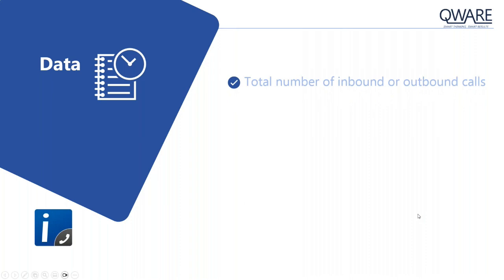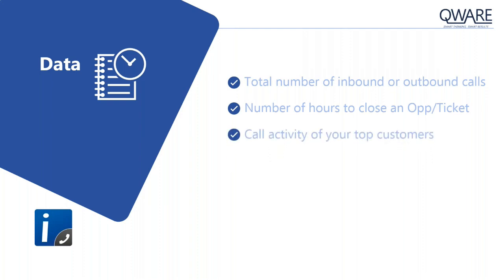So we can now see things like total number of inbound or outbound calls, the number of hours to close an opportunity or a ticket. We just saw my outbound call against that opportunity. We can see the call activity of maybe your top customers. This is really important, especially if you're looking at certain customers that you might have service agreements with and have a lot of tickets and you're spending a lot of time on that. These are things that can help you maybe renegotiate those service agreements for the next year.